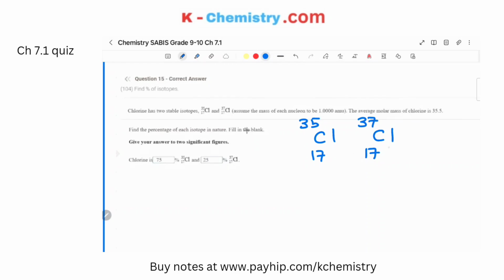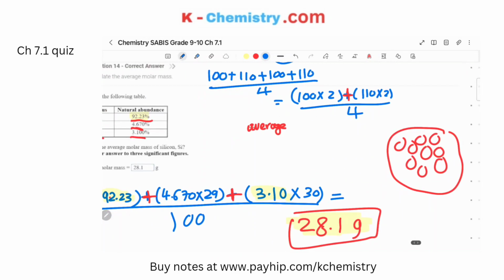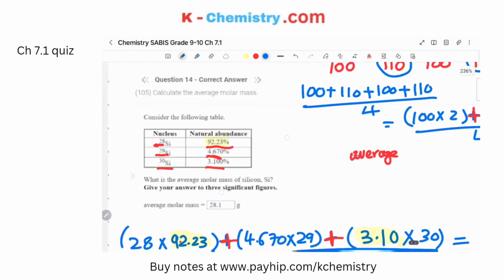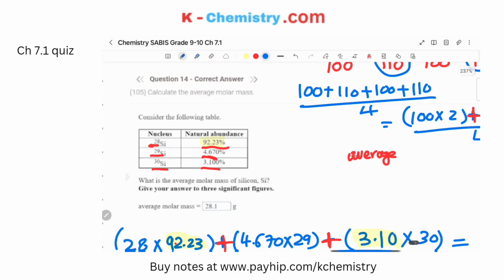Now I want to know, if I open a bag of chlorine atoms, how many atoms of chlorine I'll find with this mass, and how many atoms of chlorine I'll find with this mass. Do you remember what we did in the last equation? We write the mass of each one multiplied by its percentage. So write the mass of the nucleus, 28 multiplied by its percentage, or what we call natural abundance, how much of it is there.